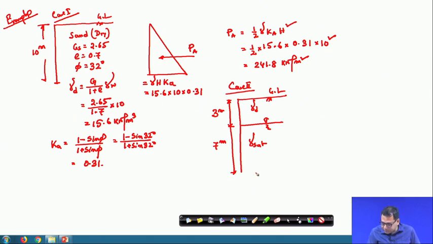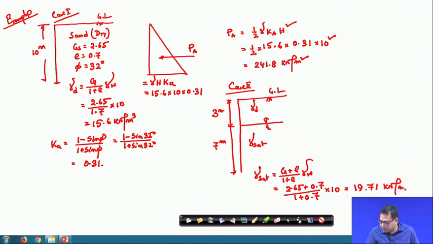So, I have to calculate the gamma sat, which is equal to (G plus e) over (1 plus e) into gamma W, since S is 1. So, G value is 2.65, e value is 0.7, so 2.65 plus 0.7 over 1 plus 0.7, into 10. So, this is 19.71 kilonewton per meter cube. This is the gamma sat, and gamma dry we know is 15.6 kilonewton per meter cube.